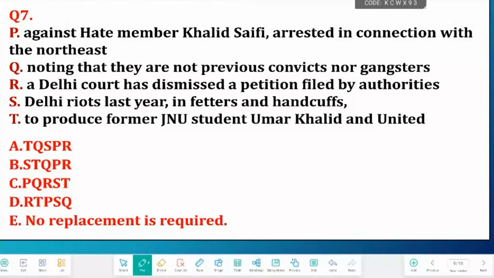Okay. So I'll read the statements once. Against hate member Khalid Saifi, arrested in connection with the Northeast. Statement Q. Noting that they are not previous convicts nor gangsters. Statement R. A Delhi court has dismissed a petition filed by authorities. Statement S. Delhi riots last year in fetters and handcuffs to produce former JNU student Umar Khalid and United. So you have 1 or maybe 2 minutes to solve this, and your time starts now.